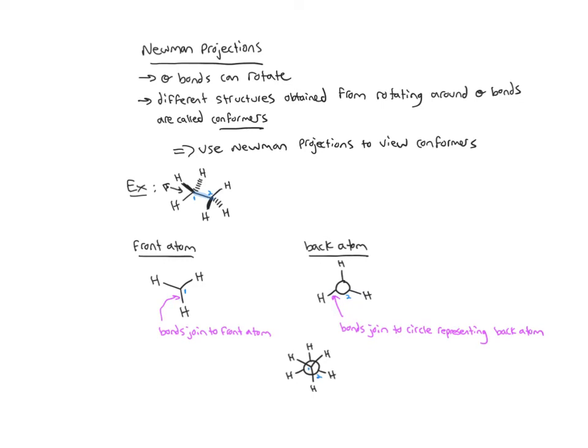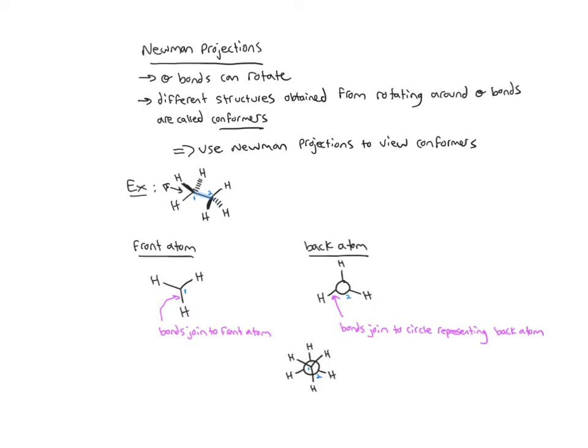We will be using Newman projections as a way to look down a sigma bond and see how they can rotate. One of the important things about sigma bonds is that they do have free rotation, because they are made up of just those hybridized orbitals that are overlapping head to head, so that can actually rotate. And we can actually get different structures if we rotate around the sigma bonds.